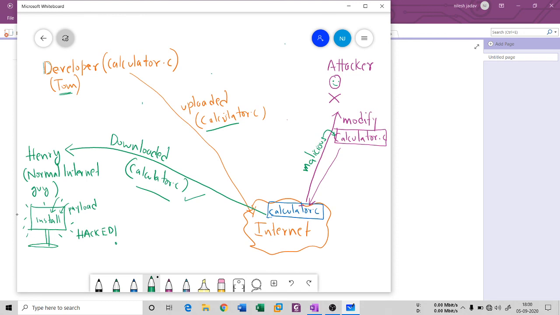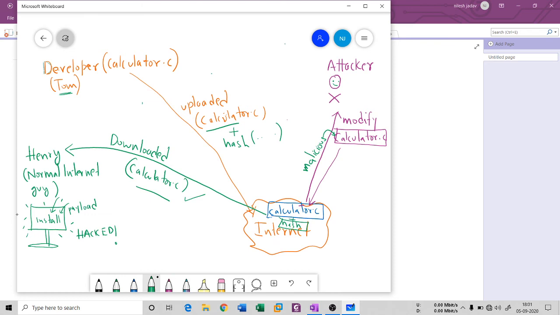When the developer is developing this calculator.c and is trying to upload it to the internet, what he can do is add something called a hash here. The hash that we had seen is a long sequence of characters, and he will add it. And now it is uploaded to the internet. So it's not a single program now. There is a hash appended here. Now whenever the attacker takes this calculator.c and somehow modifies it and re-uploads it, this hash is never going to change. It's going to be the same, right? It's never going to change.